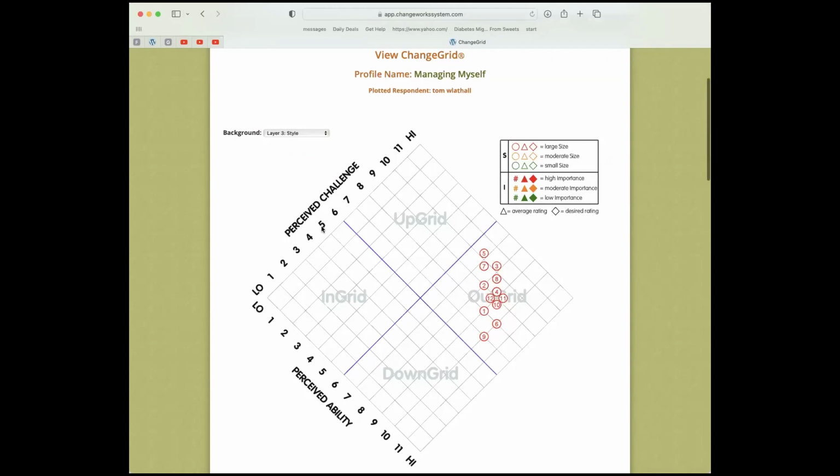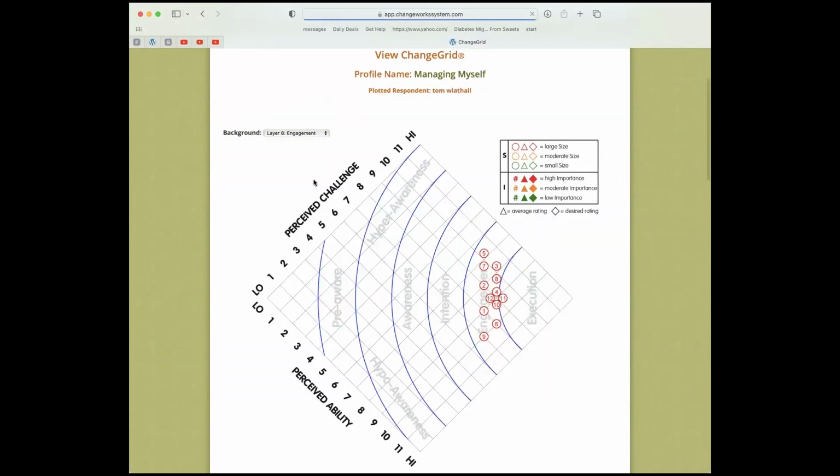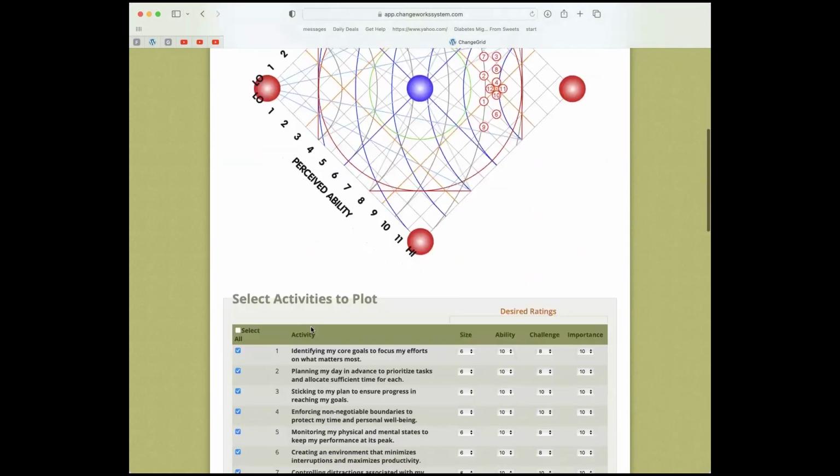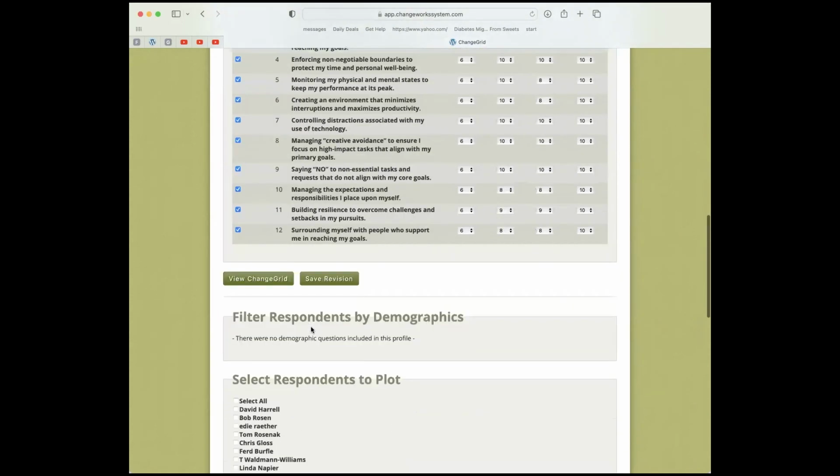Now, let me just go ahead. One more thing I want to point out about him is that his change grid shows that when it comes to this entire activity set, every single thing is in engagement. So these are all actively being worked on, expressed, deployed, whatever word you want to attach to it. Okay. Now, I'm going to show you one more. Let's go back to the composite change grid, and I'm going to show you Anja's profile here for just a second.